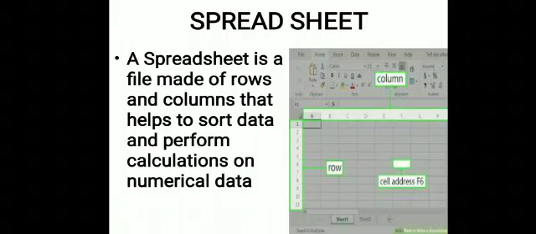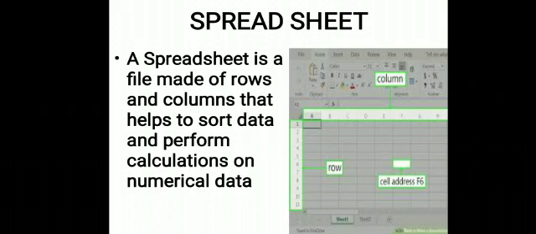Okay, next we see about the spreadsheet. So what is a spreadsheet? A spreadsheet is a file made of rows and columns that helps to sort data and perform calculations on numerical data. See the picture, the spreadsheet is called Excel. A spreadsheet has many columns and rows. In school you sit in the first row, second row, third row, no? So that is called a row. That is the horizontal line, and the vertical line is called a column.